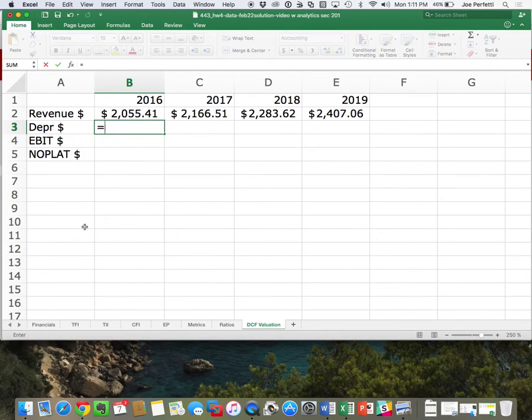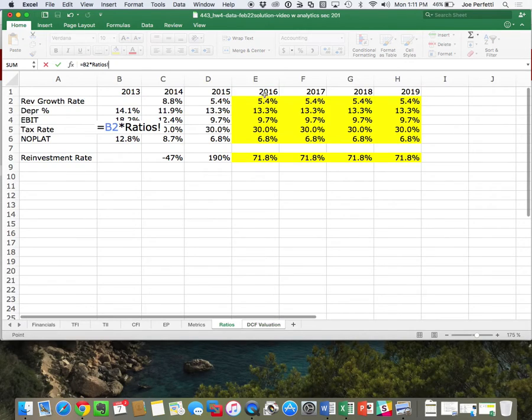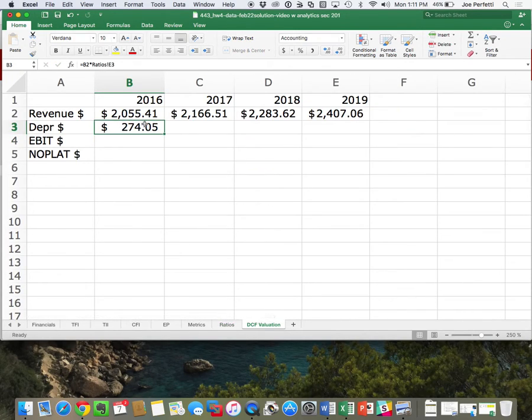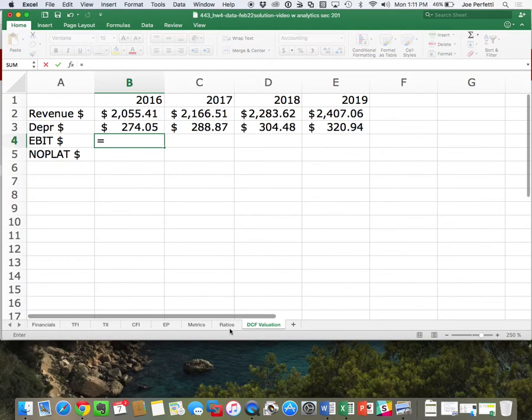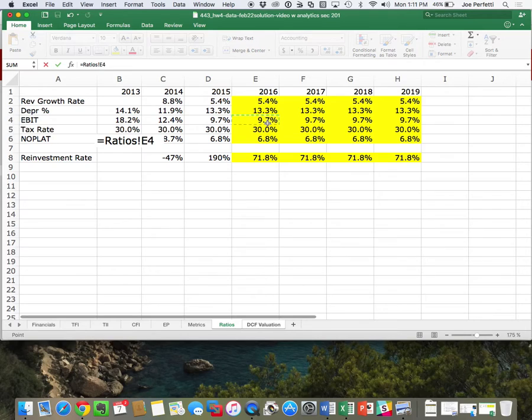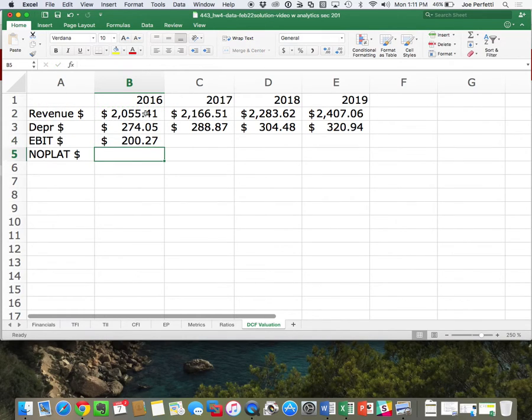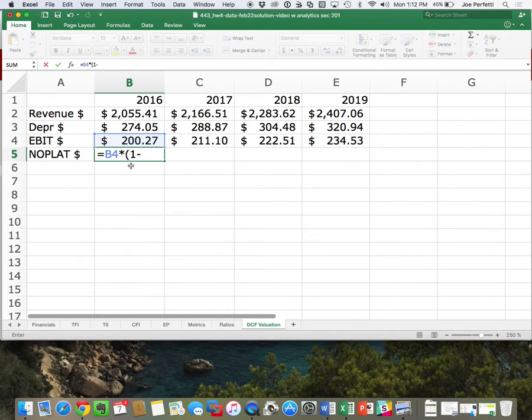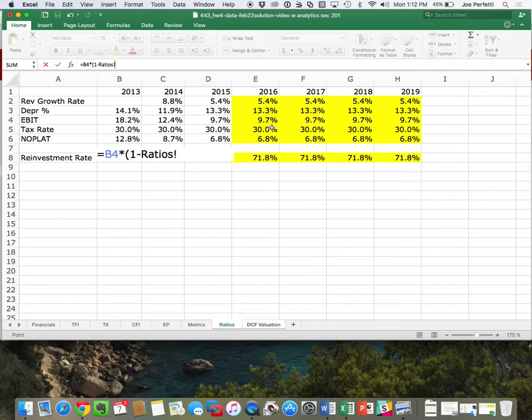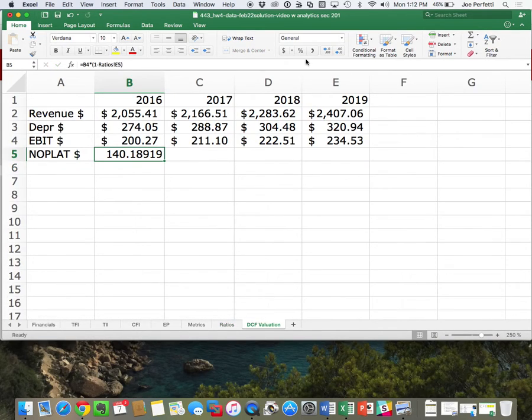So in 2016, if that's my revenue, then I'm going to take that forecasted revenue times, from my ratios, my 2016 depreciation rate. So that's how many dollars of depreciation I'm going to have in each of the years. All right? EBIT equals my EBIT margin times 2016 revenue. Okay? And again, copy that going forward. So what is my NOPLAT? Equals my EBIT times 1 minus the tax rate for each of the forecasted years. That is my NOPLAT in dollars.